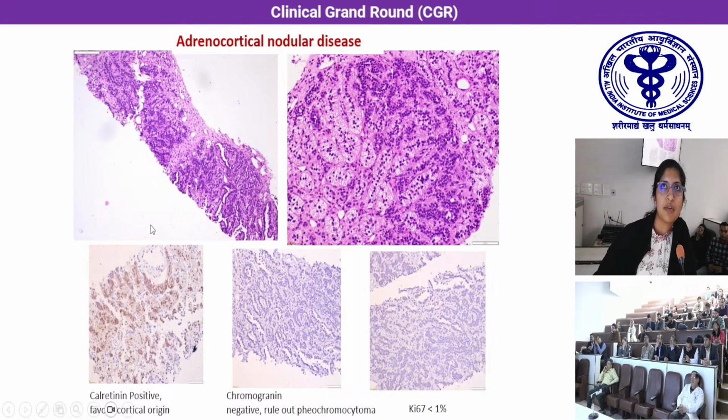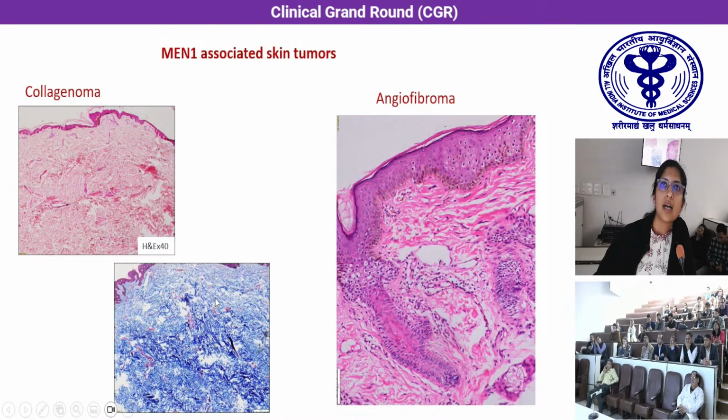In adrenal, MEN1 patients usually manifest as adrenal cortical nodular disease. As we can see here, there are multiple vague nodules which were immunopositive for calretinin, while they were negative for chromogranin. Other MEN1 related skin tumors are collagenoma and angiofibroma.